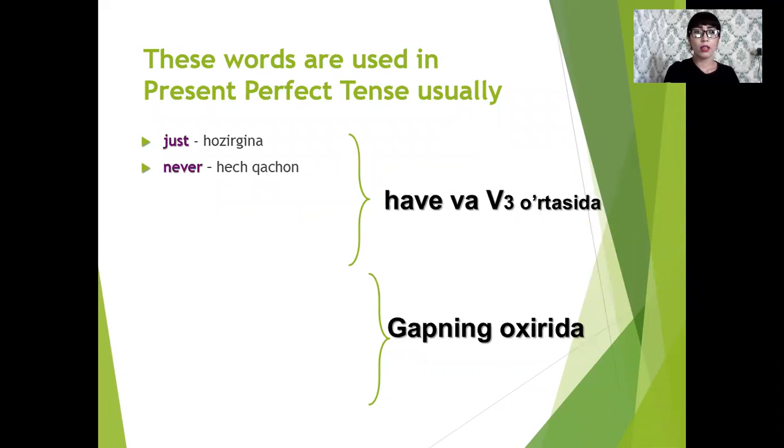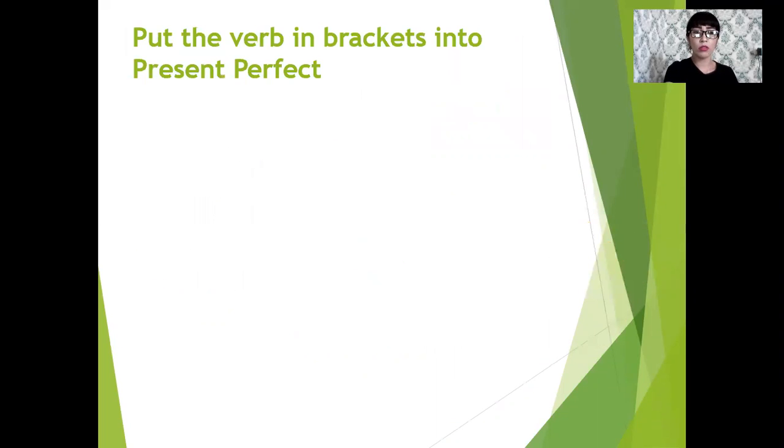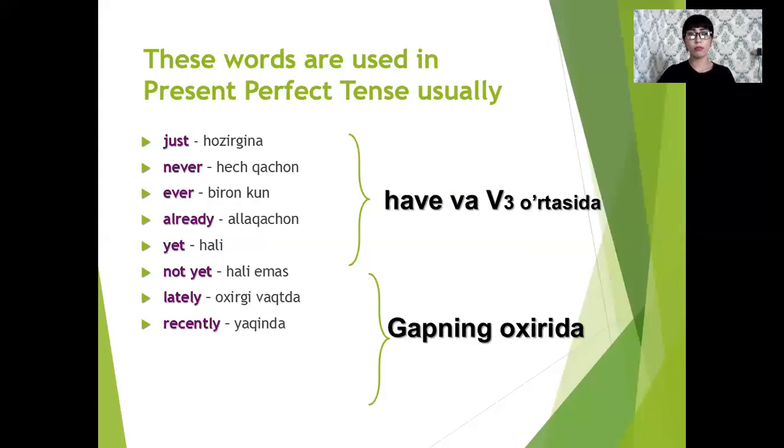So I just prepared some words for using this tense. We usually use these words. For example, just, in Uzbek it means hozirgina, never, hech qachon, ever, biron kun, already allaqachon, yet hali, not yet hali emas, lately oxirgi vaqtda, recently yaqinda.